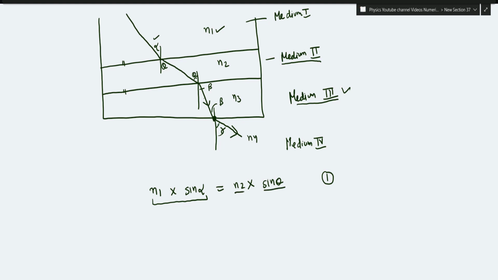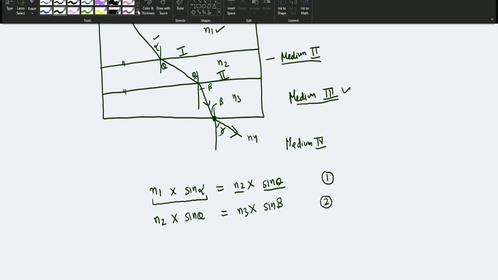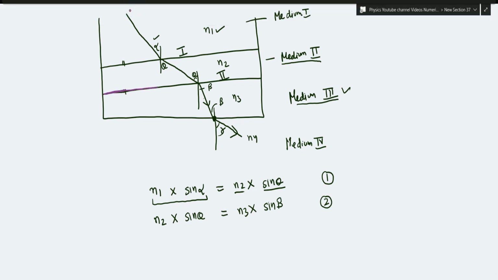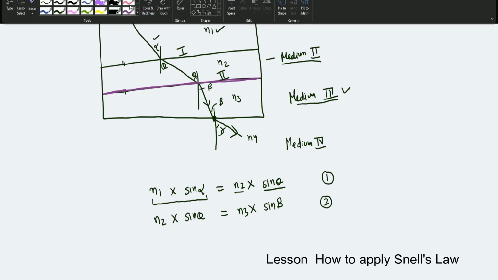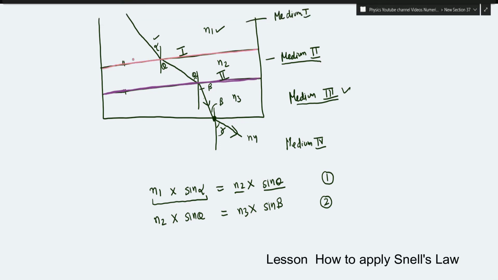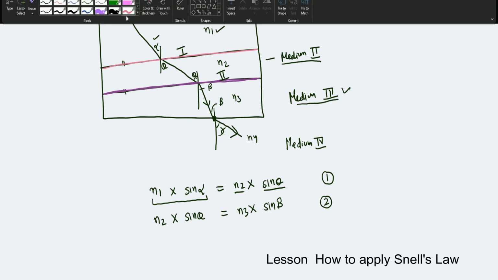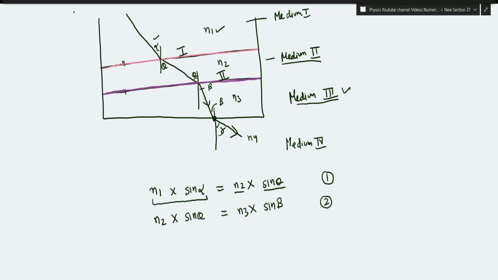This is the first refraction. Then there is a second refraction. It is n2 into sine theta equal to n3 into sine beta. This represents the second refraction here. Let me draw a line to show what I'm referring to. This is where the second refraction happens, and the first refraction occurred here. Now I have a third refraction happening here. First refraction, second refraction, third refraction.